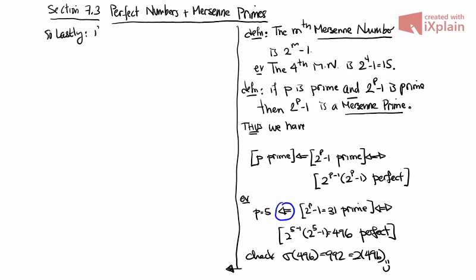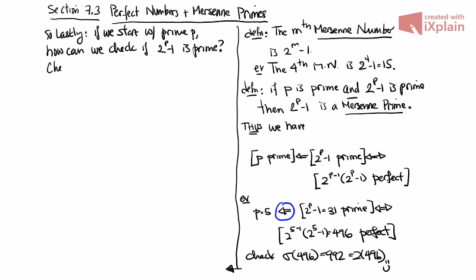So lastly, if we start with a prime p, how can we check if 2 to the p minus 1 is prime? Because it could be just like, well, let's just try all the divisors, right? But that's not realistic. This is a big number typically, and so that could take a long time. So checking all divisors is lengthy.